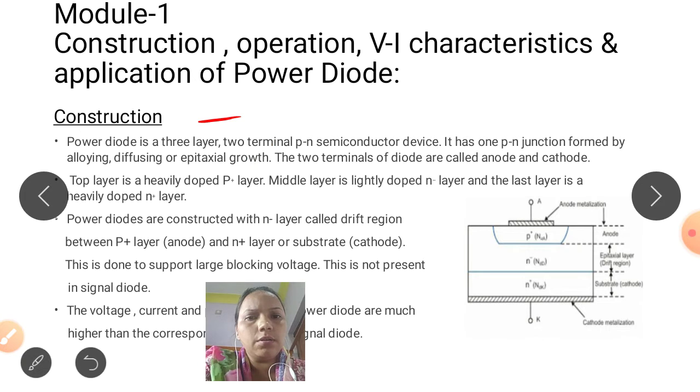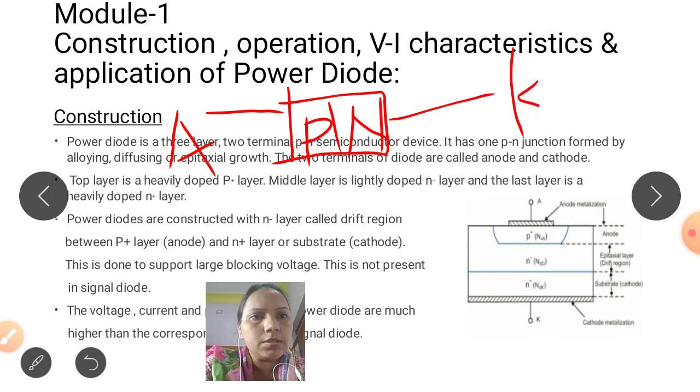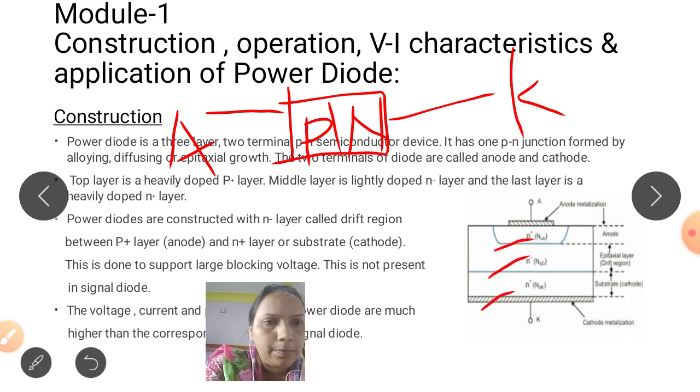The structural view of the signal diode is like this. There is one p layer and then one n layer. This terminal is called the anode, and this terminal is called the cathode. Then how does the power diode differ from the signal diode? See this structural view. Here there is one p plus layer, one n minus layer, and one n plus layer. So in this case the n minus layer is sandwiched between the p plus layer and the n plus layer.